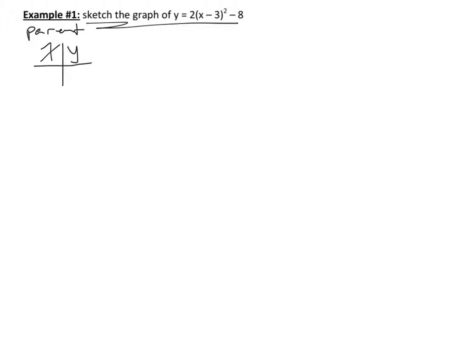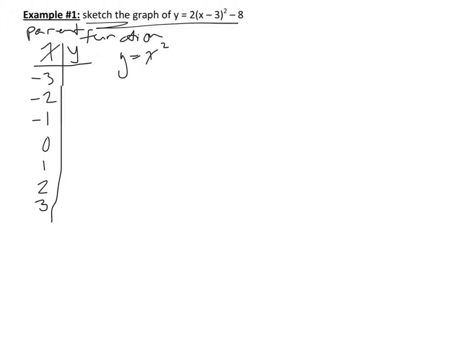The parent function is what we're doing these transformations to. The parent function's equation is y equals x squared. This is one of those things where you kind of have it memorized, but in class I role modeled picking the points -3, -2, -1, 0, 1, 2, 3. And if you take -3 squared, it's 9, -2 squared is 4, -1 squared is 1, 0 squared is 0, 1 squared is 1, 2 squared is 4, and 3 squared is 9.